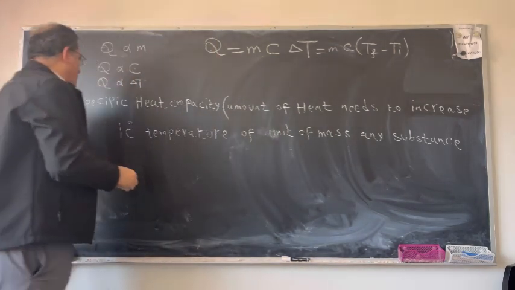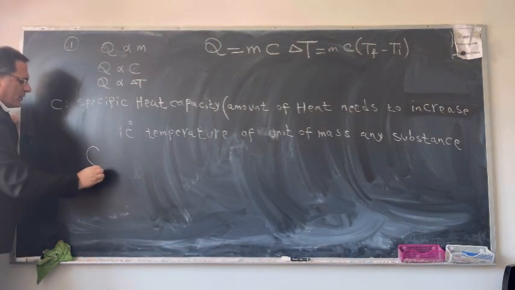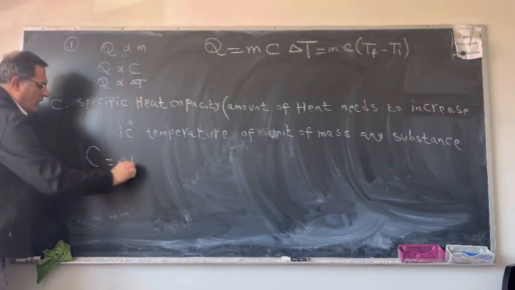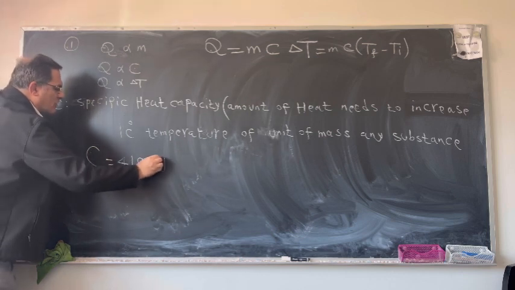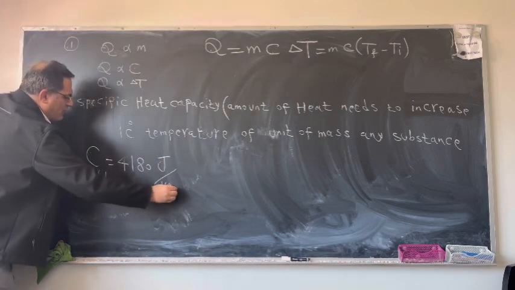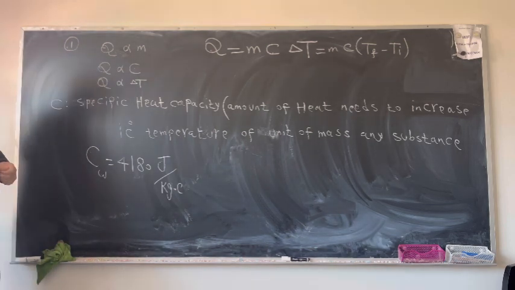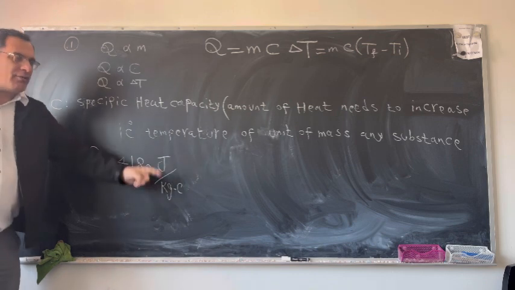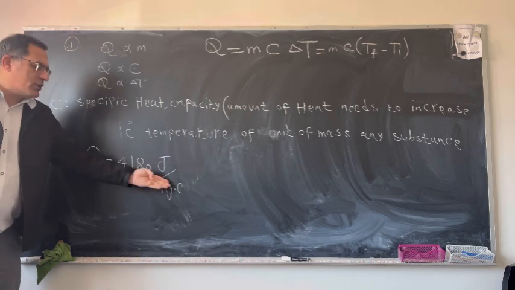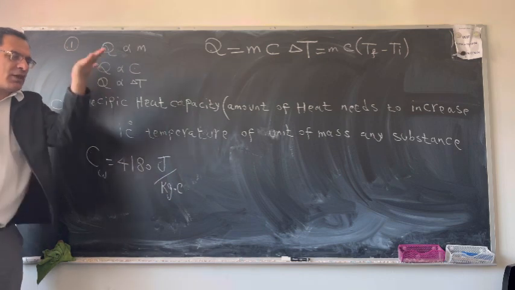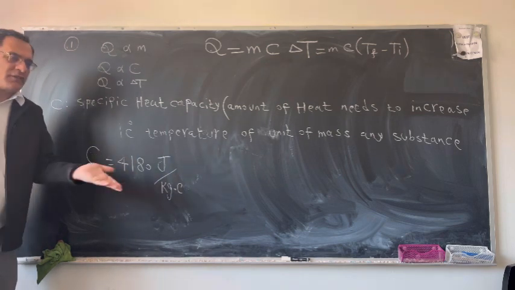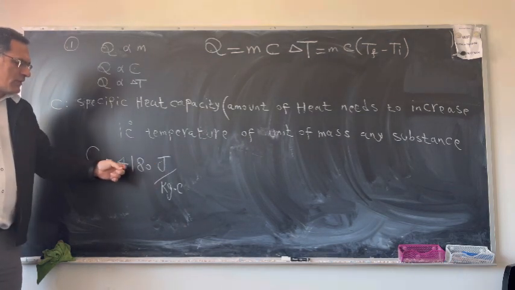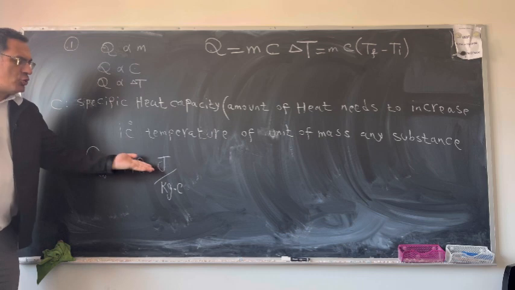So, for example, the specific heat capacity of water is 4,180 joules per kilogram times centigrade. What does this mean? If you have 1 kilogram of water and you need to increase the temperature by 1 degree, 15 to 16, 28 to 29, how much heat do you need? You need 4,180 joules of energy.